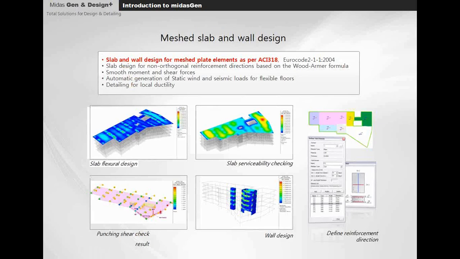As I mentioned before, Midas Gen also supports mesh, slab, and wall design apart from its analysis features. Shortly on your screen you will see the slide. We have mesh slab designs as per plate elements for the American and the Euro codes, and you can design for non-orthogonal reinforcement directions based on the Wood-Armer formula.